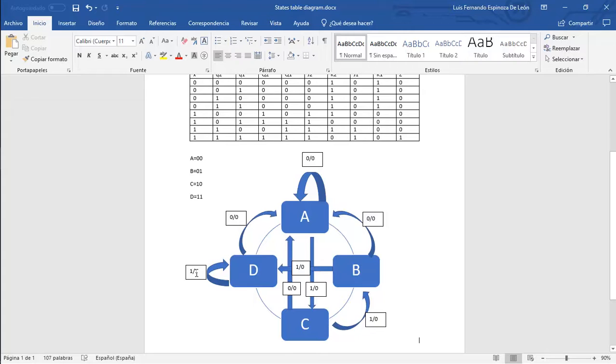So at the moment we put a one in the X, the whole sequential circuit is going to pass from one state to another to reach the state D at the end with an input of one, and it will delay a little bit.